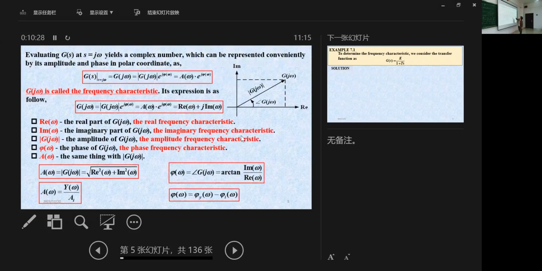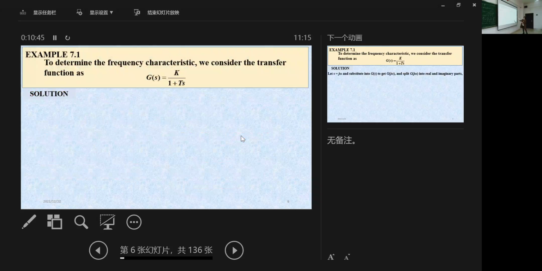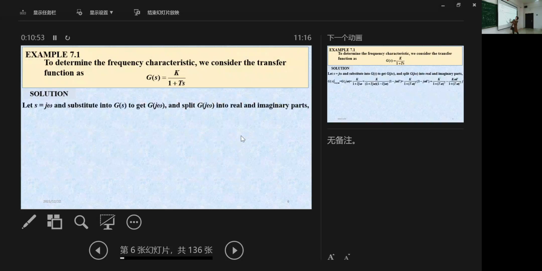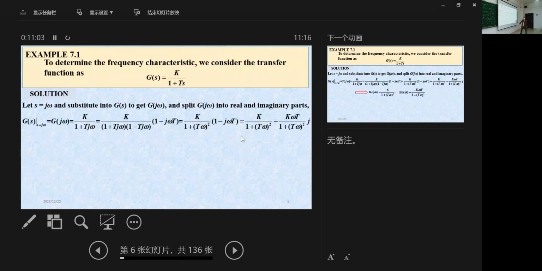Then G(j omega) is called the frequency characteristic, and you should get the amplitude and phase for the output, for the transfer function, right? The first step is: let s equal j omega, substitute into G(s) to get G(j omega), and split G(j omega) into real and imaginary parts. Then how to show it here?